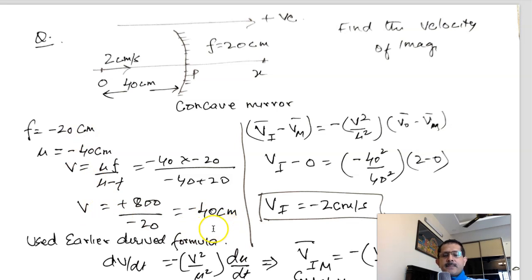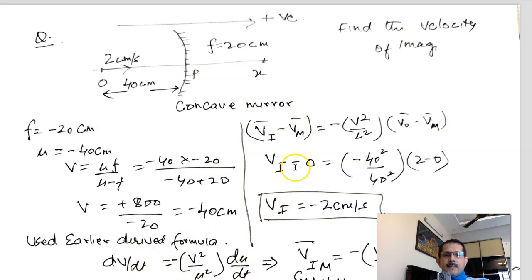Simple mathematics. Now they are asking us to find the velocity of the image. They have given us the velocity of object as 2 centimeter per second. We will quickly put the formula which we have derived earlier in our last slide, and we will try to apply things here. So if I apply the formula here, I can say dv by dt is equal to minus v square by u square du by dt, correct?